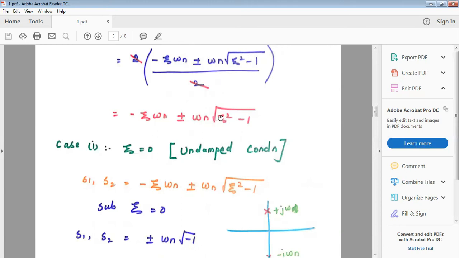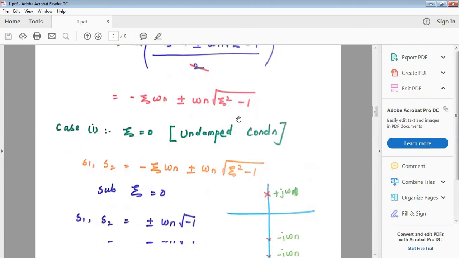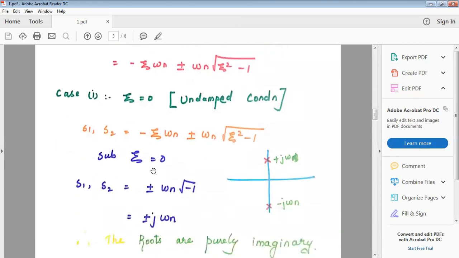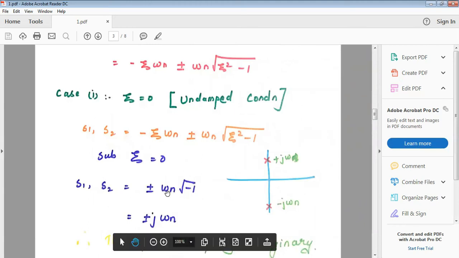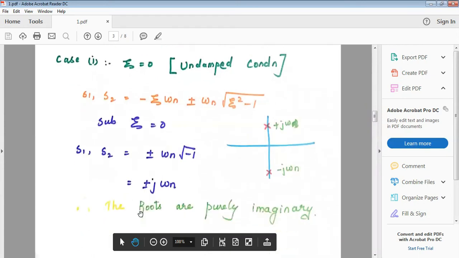So here we will get root of minus 1. Root of minus 1 is nothing but j, right? So substituting zeta equal to 0, we get plus or minus omega n into root of minus 1, that is plus or minus j omega n. So here both the roots are imaginary.